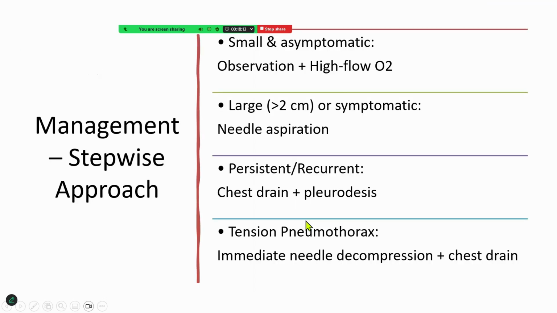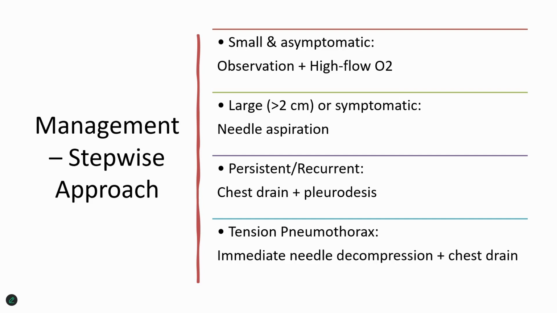The management of pneumothorax depends upon how big the pneumothorax is, how many symptoms the patient has, and whether the patient is clinically stable or not. If the pneumothorax is small, less than 2 centimeters, and asymptomatic, then only observation and high flow oxygen is given. If the pneumothorax is large, more than 2 centimeters, or the patient is symptomatic, having chest pain or shortness of breath, then the first step in primary pneumothorax is needle aspiration.